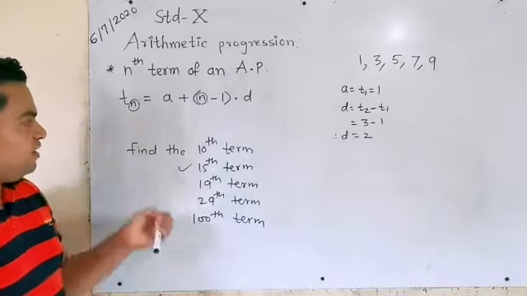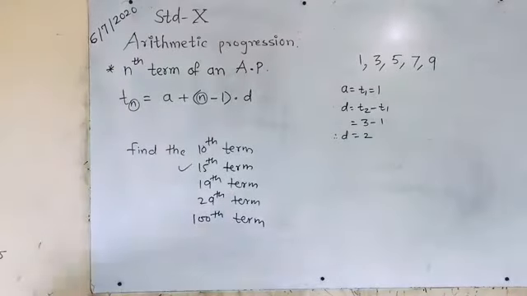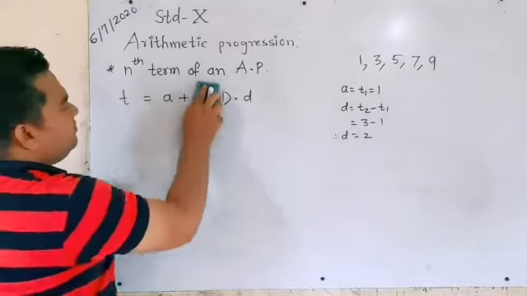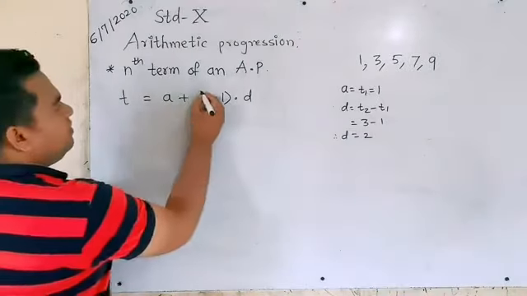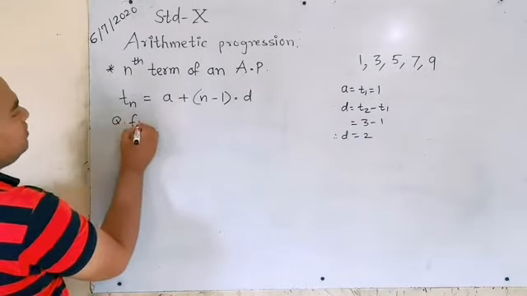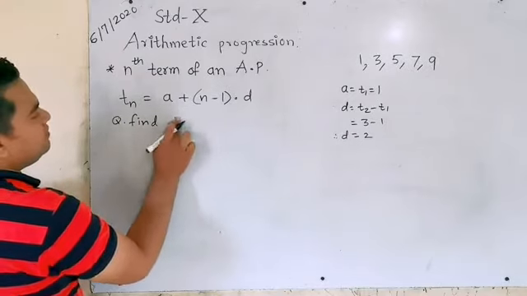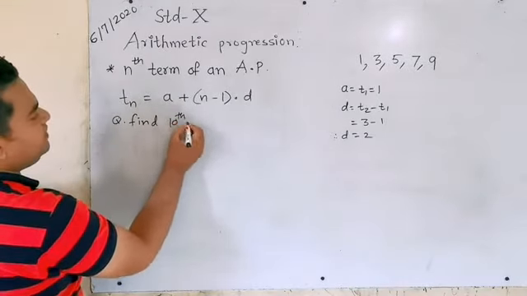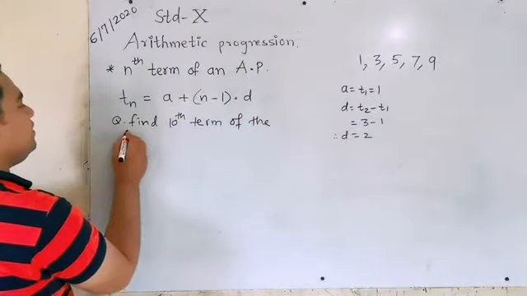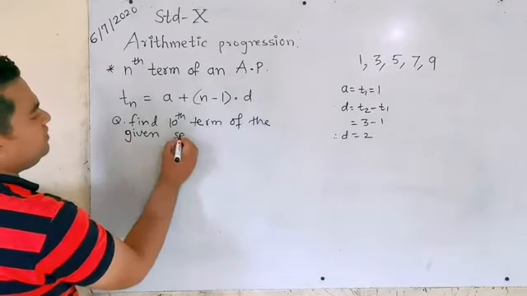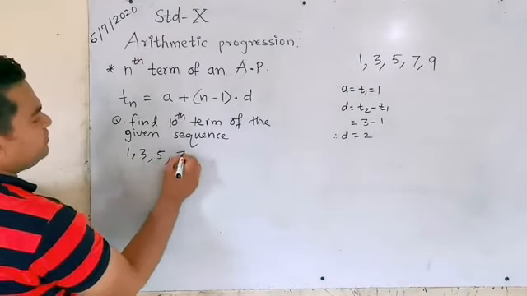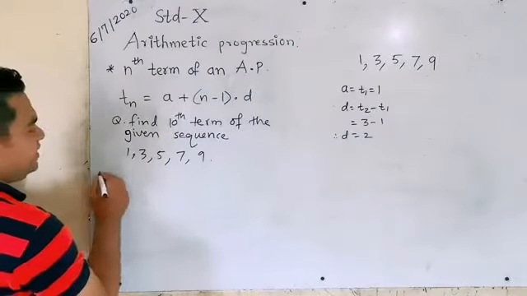For example, I will find the 10th term. Okay, so question is: find 10th term of the given sequence. And the sequence is 1, 3, 5, 7 and 9. This is the sequence. So I will write here solution.